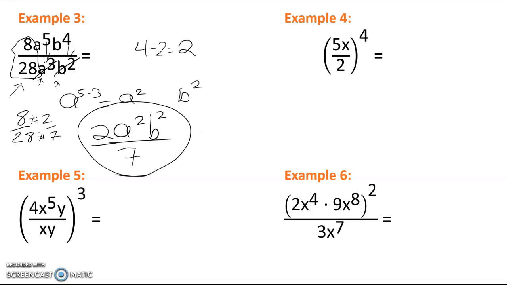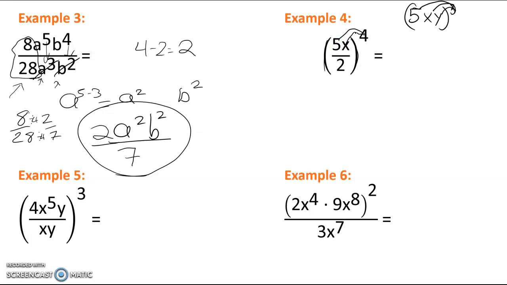All right, so let's go and do another example here. So now we have a 5x over 2 to the 4th power. If we recall in the last section, if we had an exponent raised to multiple bases, we distributed that exponent to all of the bases, and it became 5 cubed, x cubed, and that kind of thing. This one is the same thing.